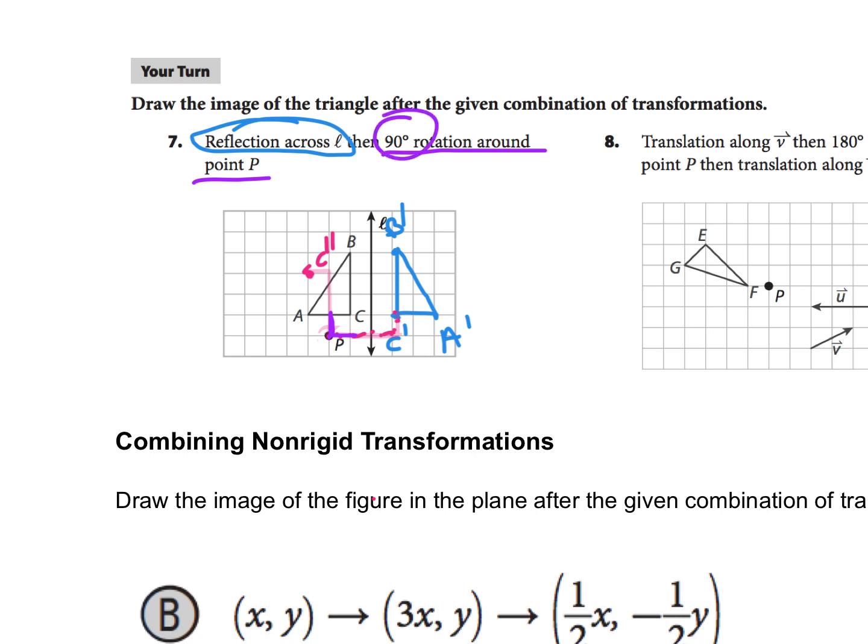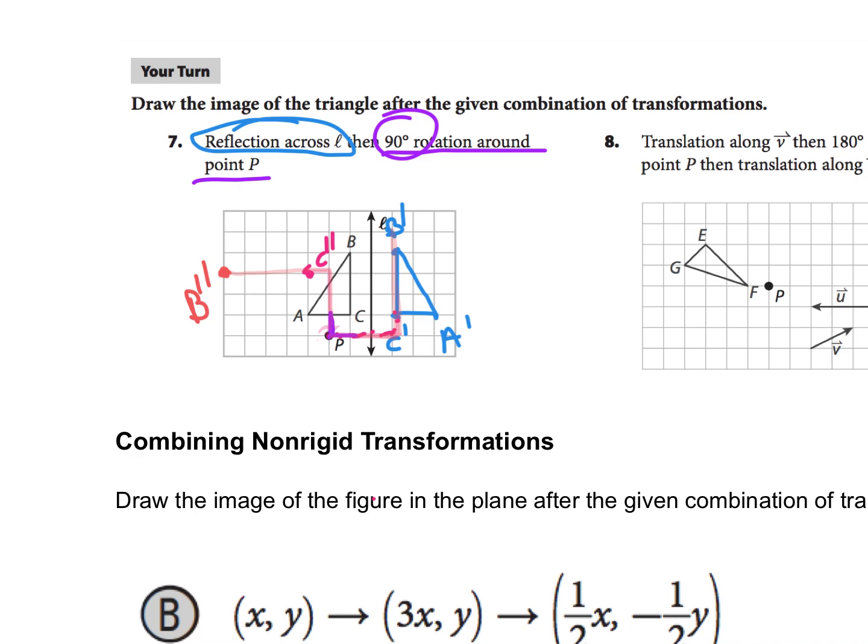So now let's do B. So I go out 1, 2, 3, over 1, 2, 3, 4, 5. So I'm going to do the same thing. Out 1, 2, 3, over 1, 2, 3, 4, 5. There's my B double prime.